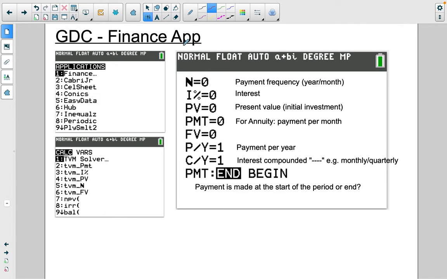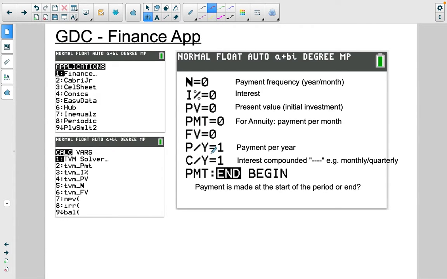You'll then get the following screen with all the values: N, I, PV, PMT, FV. I'll just briefly go through these. There are videos on the internet that explain each one in more detail. N sometimes represents the number of years, sometimes the frequency of the payments. It depends if you're doing annuity or compound interest. The I is the interest. The PV is the present value, or the initial investment, whatever you're starting with. PMT is for annuity. We only use it if we're doing annuity questions. So every time a question says this is the payment per month or per year, this is where it goes. FV is the future value.